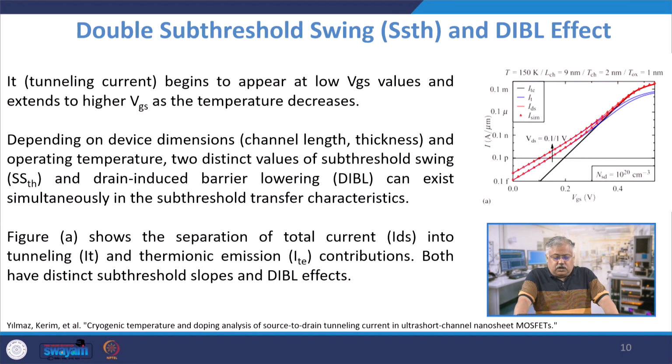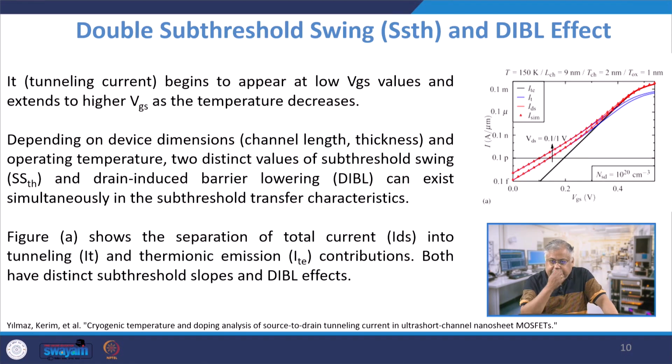Now let's look at the subthreshold swing and DIBL effect together with varying values of VGS. We just saw that the tunneling current begins to appear at low VGS and extends to higher VGS as temperature decreases. So as the temperature decreases, the tunneling current effects become available at higher VGS values. Now depending on device dimensions and operating temperature, 2 distinct values of subthreshold swings and DIBL can exist simultaneously in subthreshold transfer characteristics.